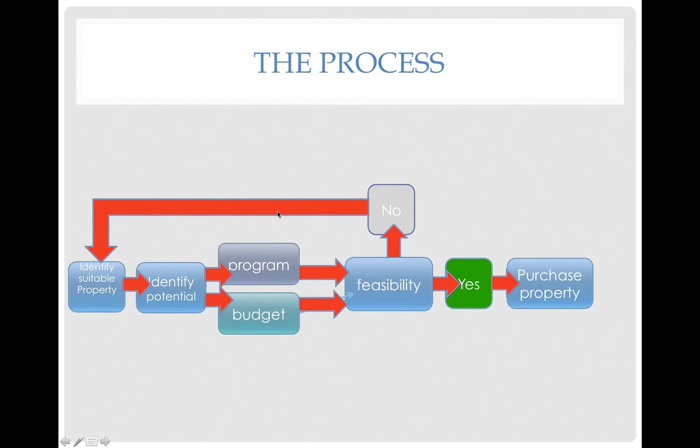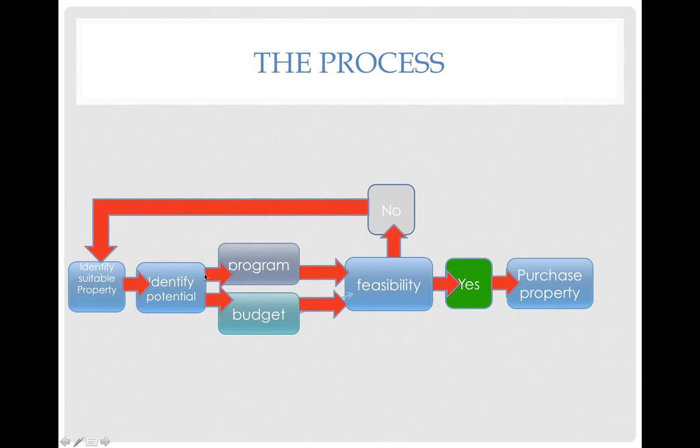So this is a flow chart really explaining the process at this stage. Last week we were down here, we identified a property and we identified the potential in it. So basically where we're at now is we have a list of changes that we want to make that we've identified in the property that are going to add value and are going to be our means of making a profit.